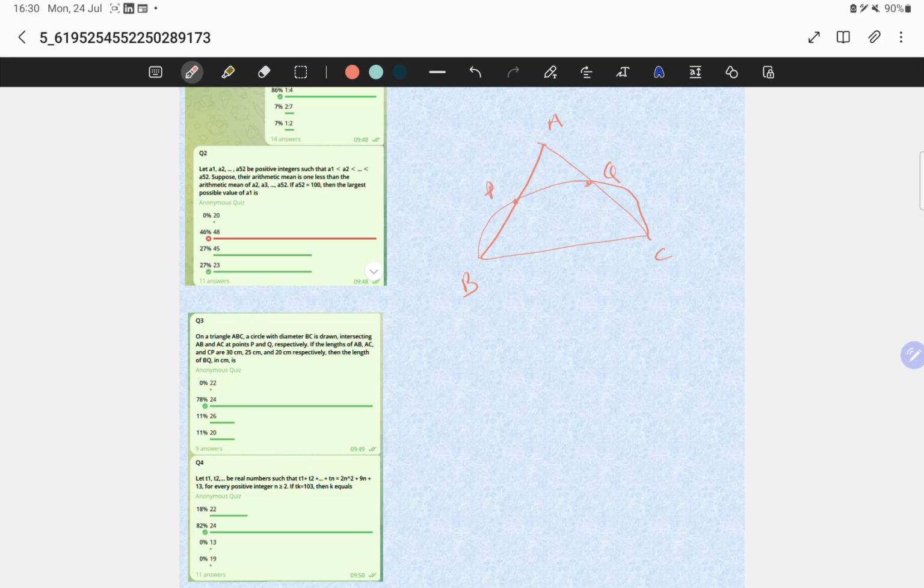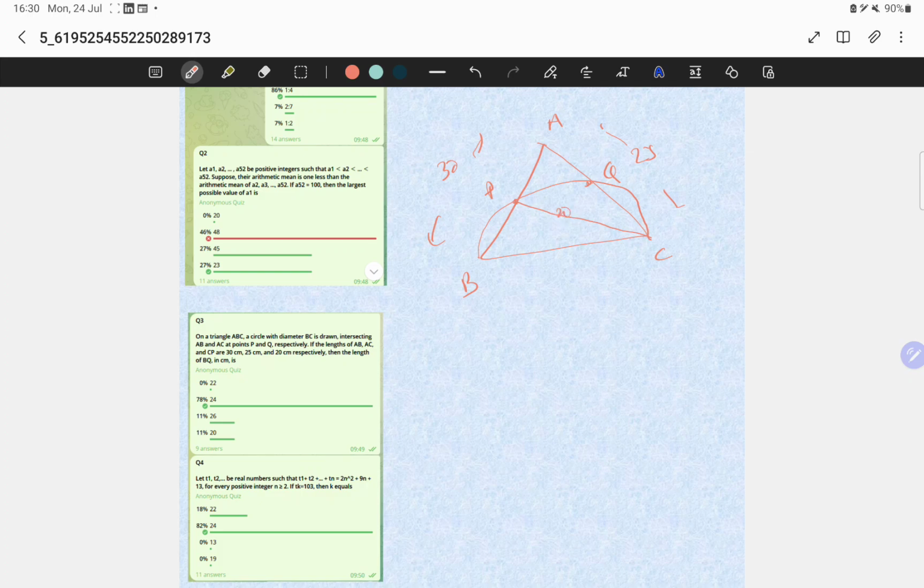The lengths of AB, BC and CP: AB is 30, BC is 25, and CP is 20. So this is CP, which is 20. What is the value? We have to find the length of BQ.